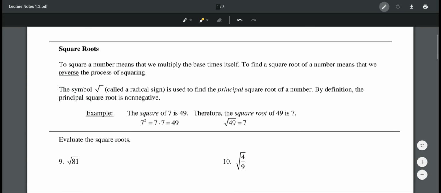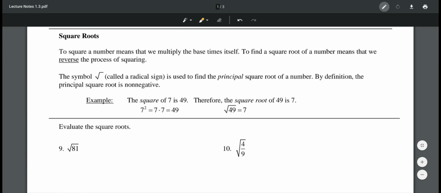Now, the square root of an expression means that we multiply the base times itself. So to find the square root of a number means that we reverse the squaring process. So the symbol for square roots, that's called a radical sign, is used to find the principal square roots of numbers. By definition, the principal square root is non-negative.